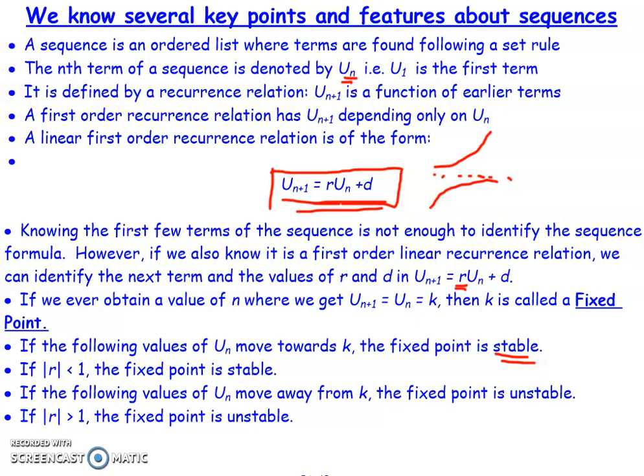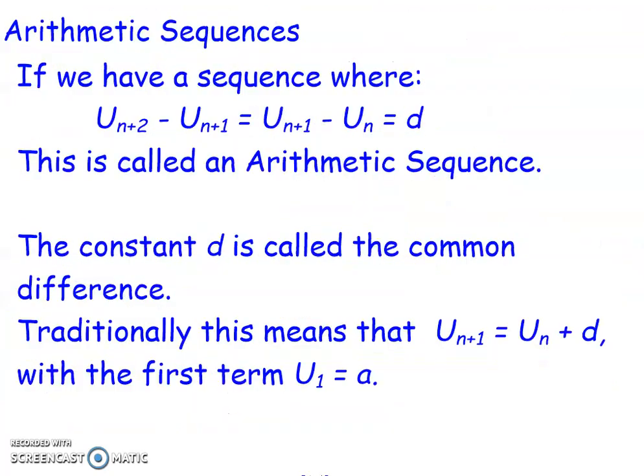Key things we have to make sure we remember is what a sequence is, linear first order recurrence relations, how they look and what format they take, and this part here about stable and unstable points. These are all the key vital bits of information that we have to be able to use and work with at this level. Now let's imagine we have an arithmetic sequence.